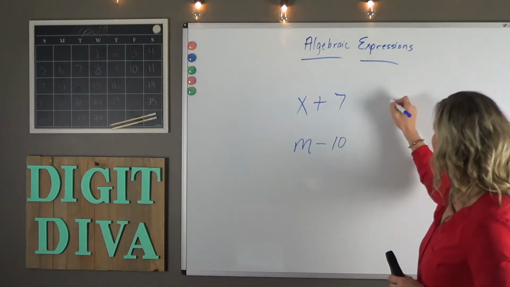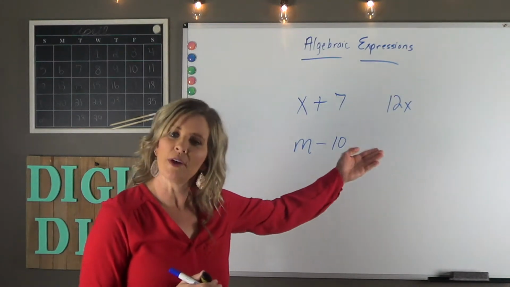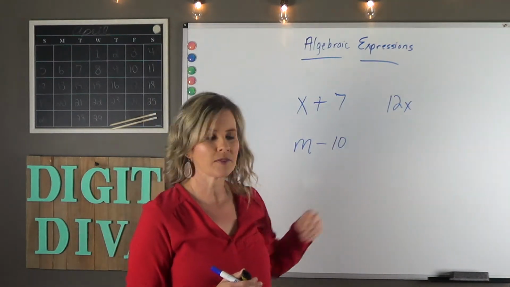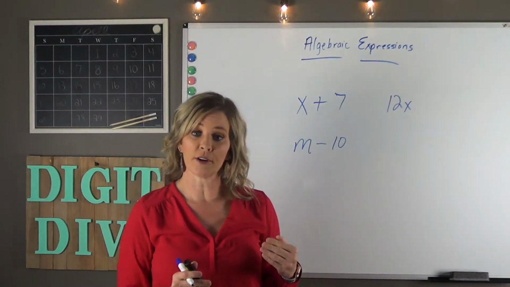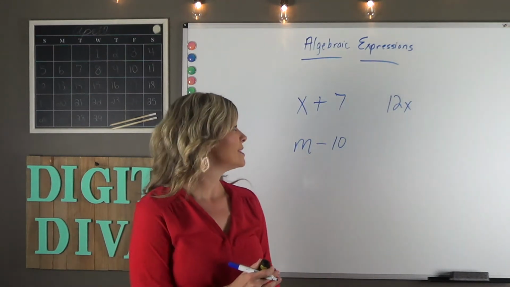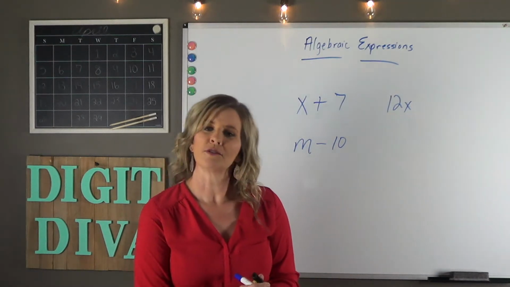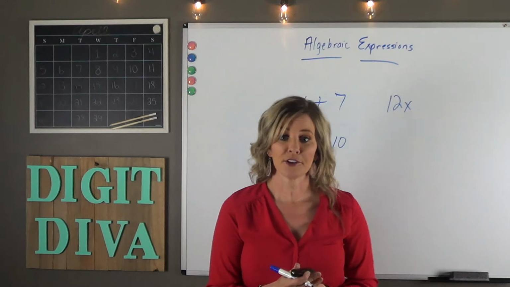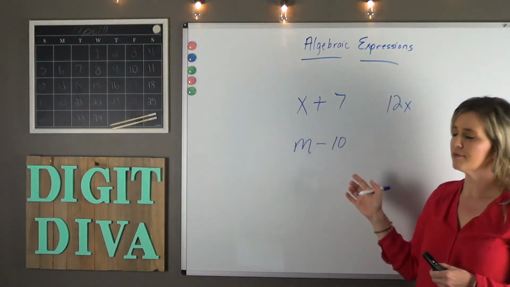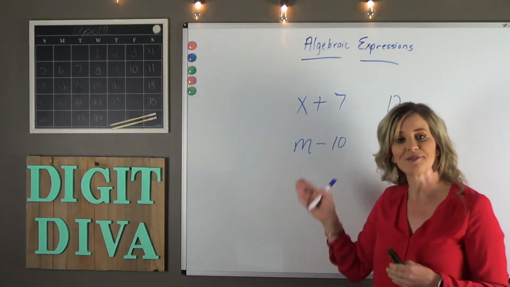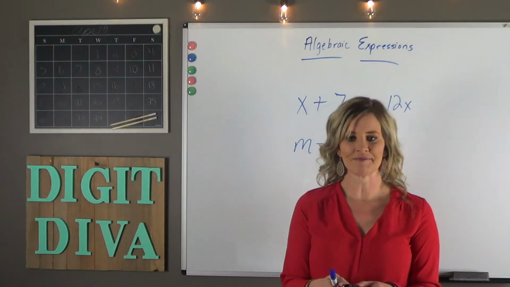What if you saw this, 12x? How would you write that verbally? Instead of just saying 12 times x, we could say the product of 12 and x. We could say x being multiplied by 12. So there are different ways that we can write written expressions for algebraic expressions. Okay, let's take a look at our next slide.